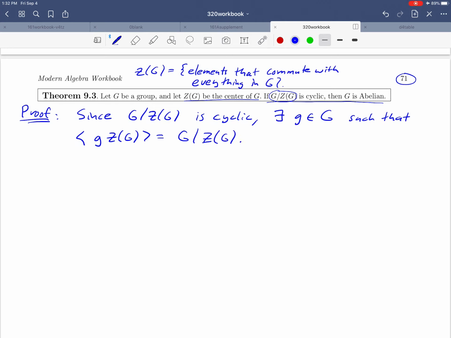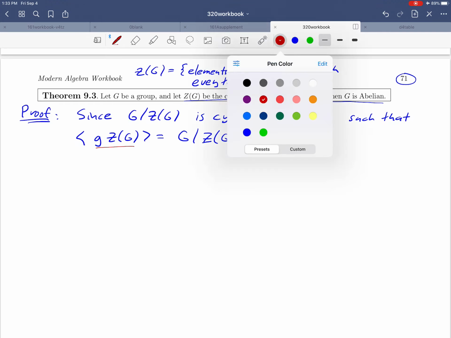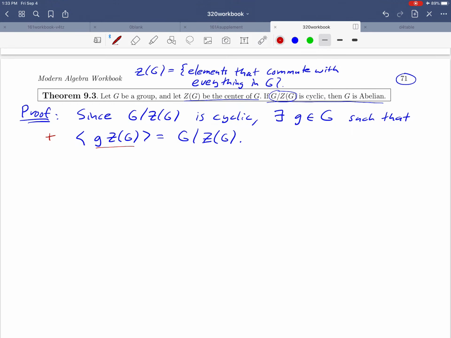Now this notation might look a little bit intimidating, but this really is just the definition of a cyclic group. It's just saying that there's got to be a generator that generates everything in our factor group. In this case, we're giving that generator the name G times Z of G. That's the coset that's generating this factor group. And this is an equation that we're going to be coming back to, so I'm going to give it a name. We'll call it star.